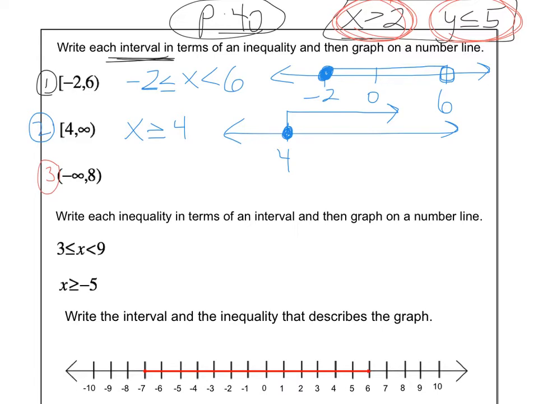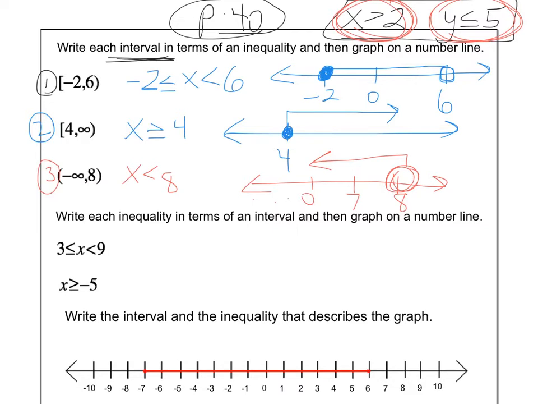So we have -infinity to +8. We can write it like this: x is less than +8. Open circle at +8, and we are going towards the negative direction. So this is 7, 0, and it goes on forever in that direction. That's what it looks like going from interval notation to the inequality itself.